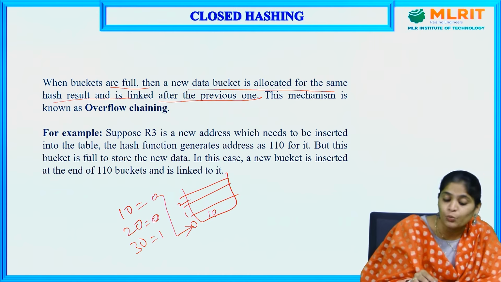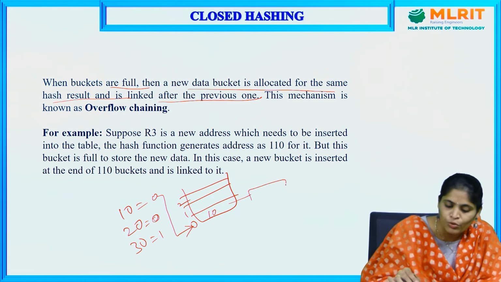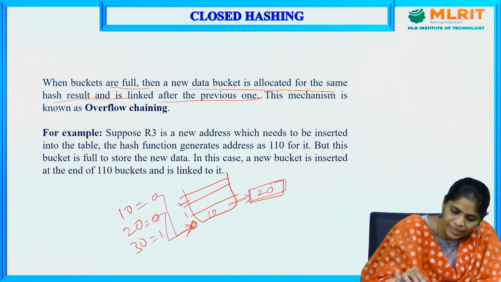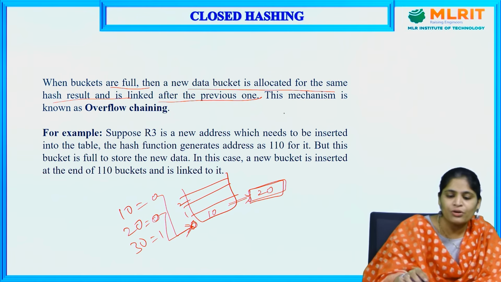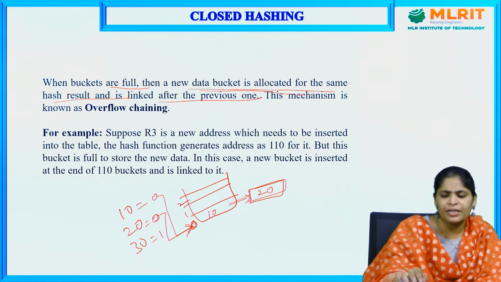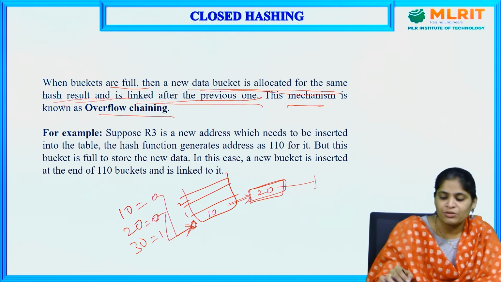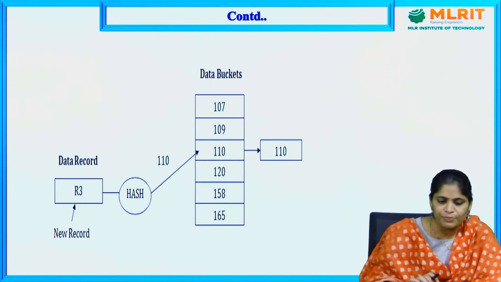Here we are dealing with closed hashing. Closed hashing means one more node will be taken at this particular location 0 only, and it will be linked with the previous node. That is what closed hashing is here. So a new data bucket is allocated for the same hash result and is linked after the previous one. This mechanism is known as overflow chaining. Why? Because it is a chaining method.